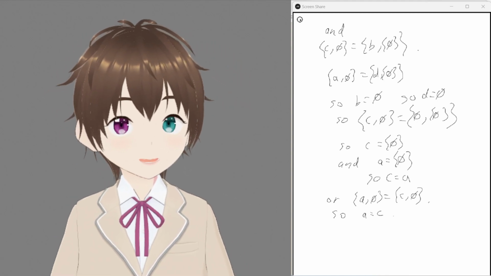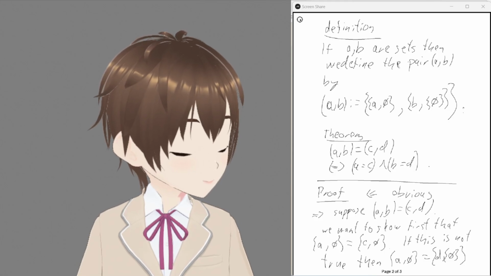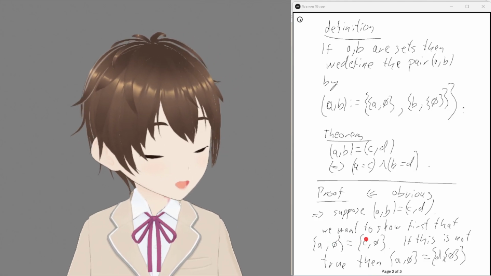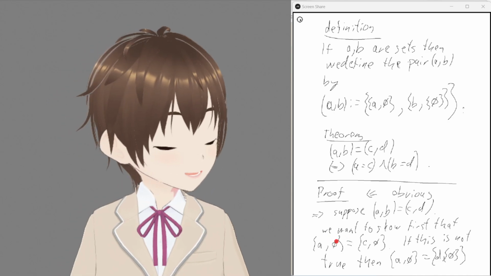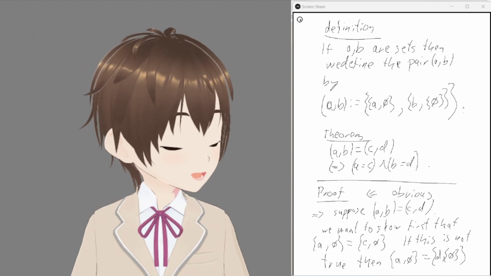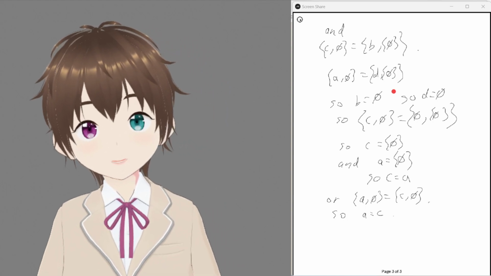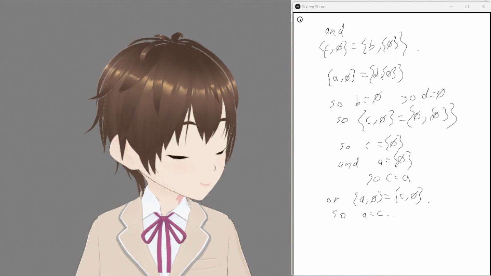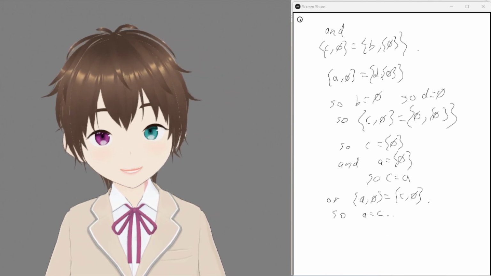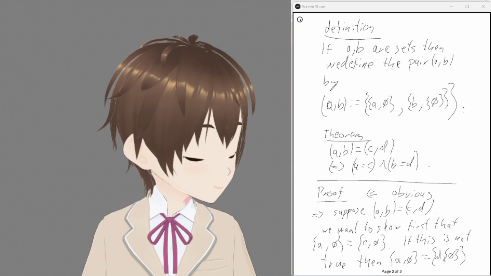And I just concluded from the start that A equals C. If this is true, then A equals C, but the thing I just said about the empty set. If this is not true, I can conclude from this logic that A equals C. Okay, so here I got A equals C. So great, what's next? I want to show that B equals D.